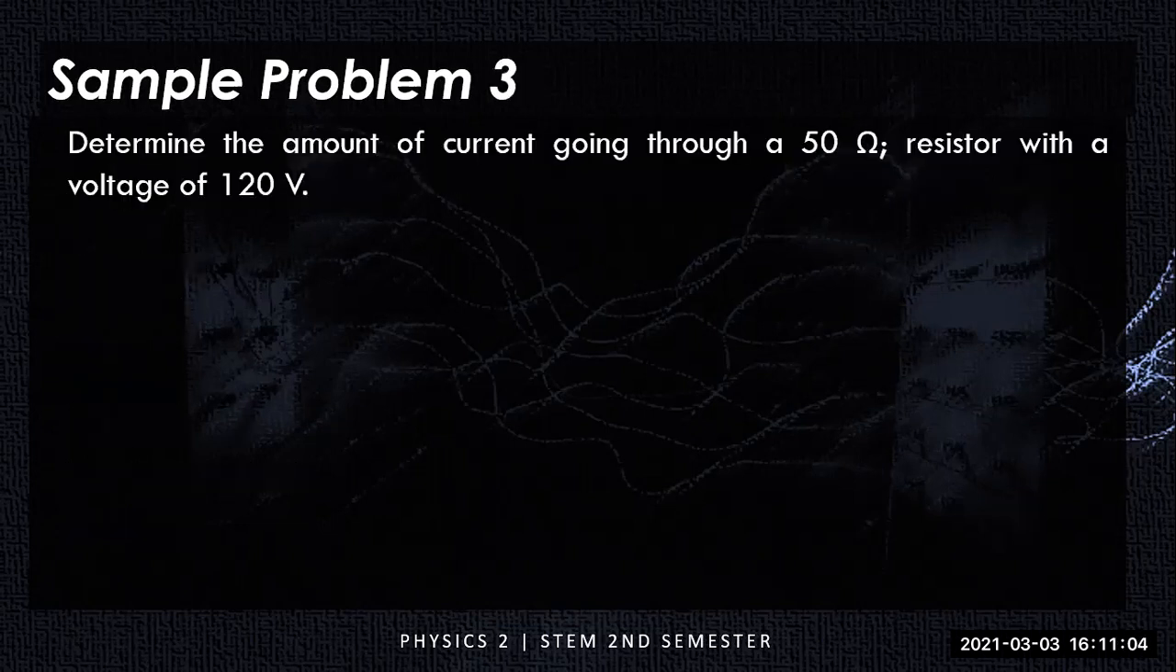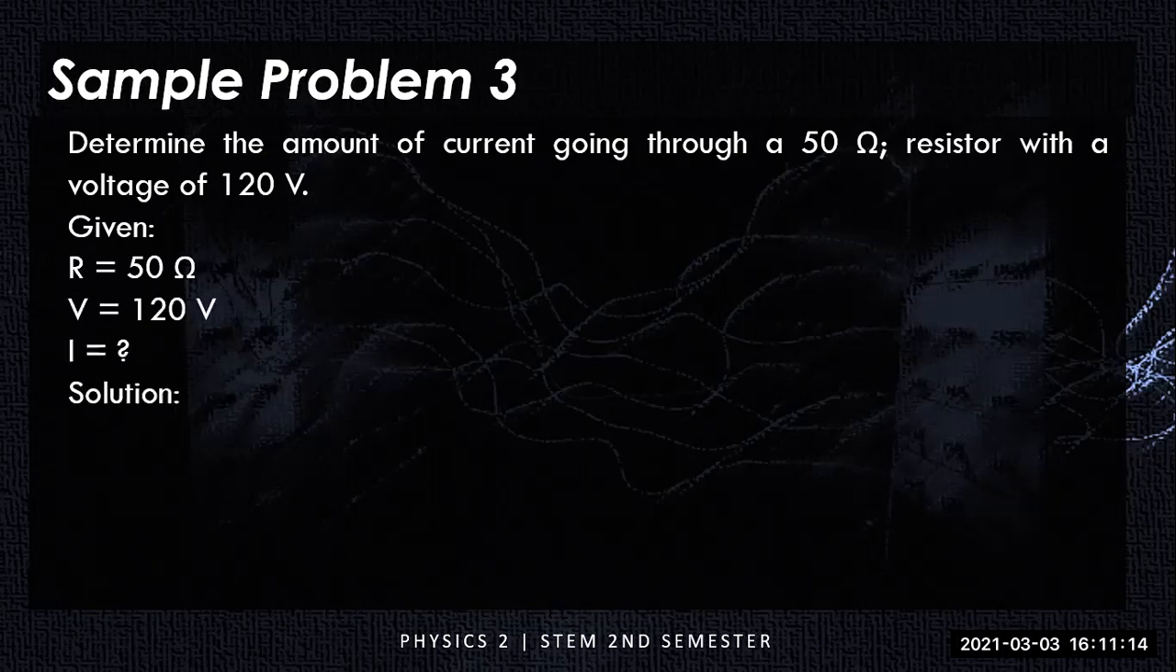Determine the amount of current going through a 50 ohms resistor with a voltage of 120 volts. So the given R is 50 ohms, voltage is 120 volts, I is unknown. The solution is I equals V over R. So we divide 120 volts by 50 ohms. 120 divided by 50, we get a current of 2.4 amperes.